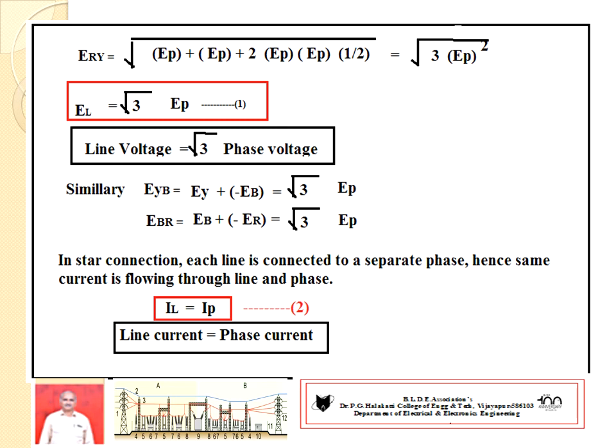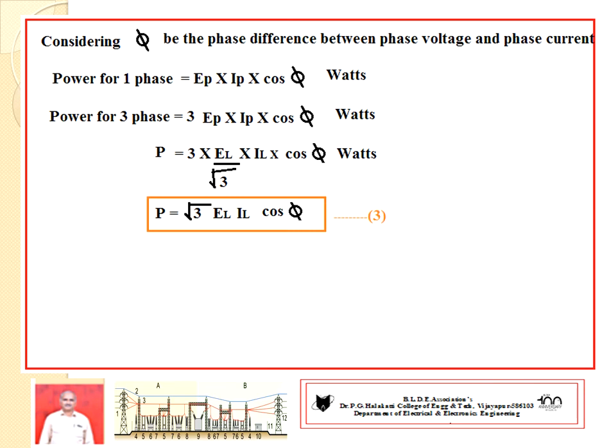Next we shall move towards the current. In star connection, each line conductor is connected to a separate phase. Hence, the same current flows through the line and the phase because both are in series. Therefore, line current equals phase current. Generally, you can write this; give it equation number 2. And consider phi as the phase angle between phase voltage and phase current.